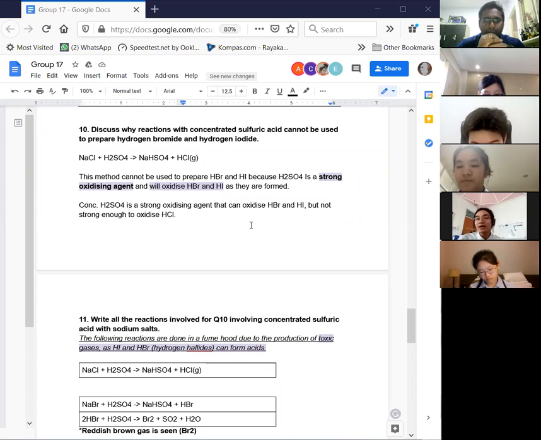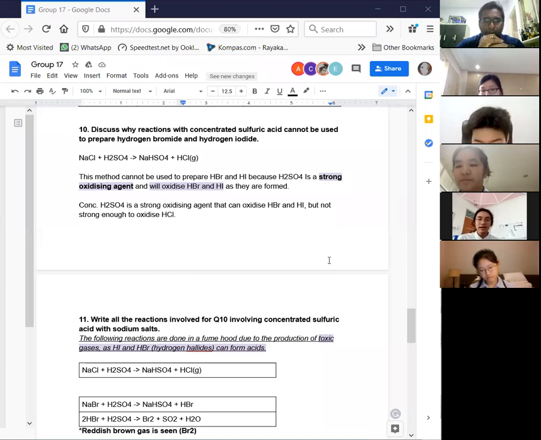So why, you might ask? If you can see, concentrated sulfuric acid is a very strong oxidizing agent. So when HBr and HI are formed in this reaction, they will be oxidized by this H2SO4 and form other products. This will be discussed in the next section, but you might be wondering, why is HCl not oxidized?